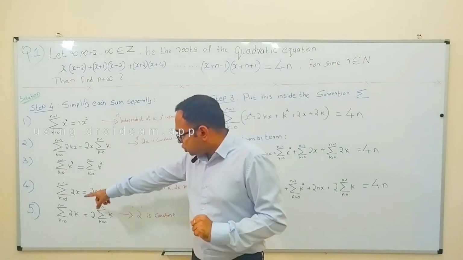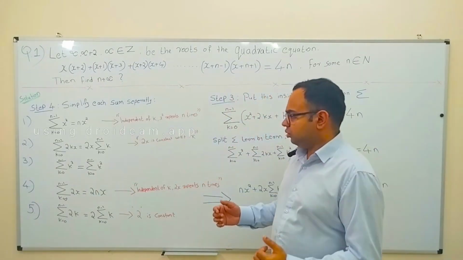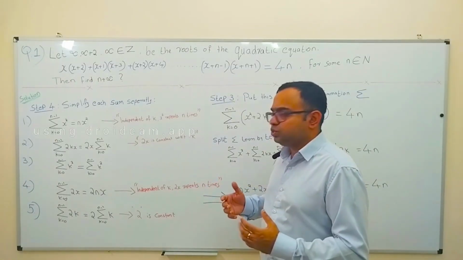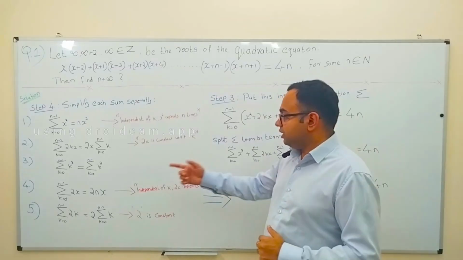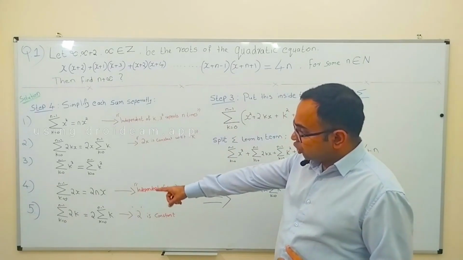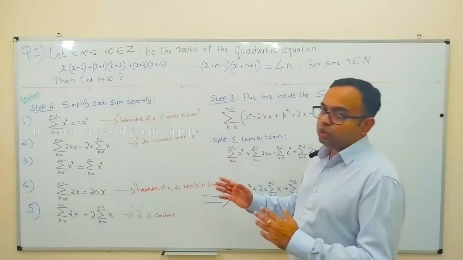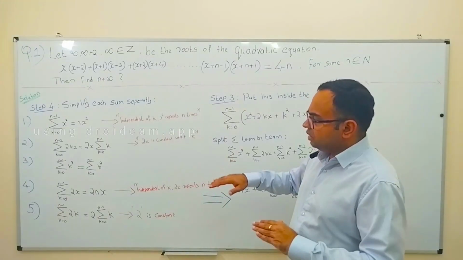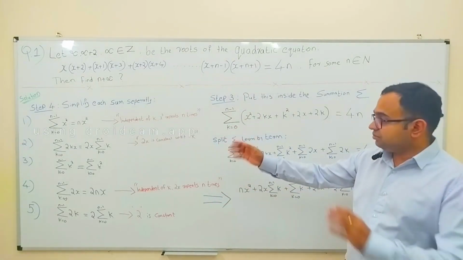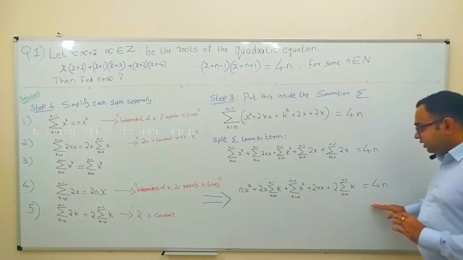Fourth one, summation of k 0 to n minus 1, 2x. There's no k, so 2x is also a constant and independent of k. So the 2x repeats n times, so we can write 2nx. The fifth one is summation of k is 0 to n minus 1, 2k. Here 2 is a constant, so we can take the 2 outside the summation and write summation of k 0 to n minus 1 of k as it is. After simplifying each term separately and combining the results, we get the equation like this.